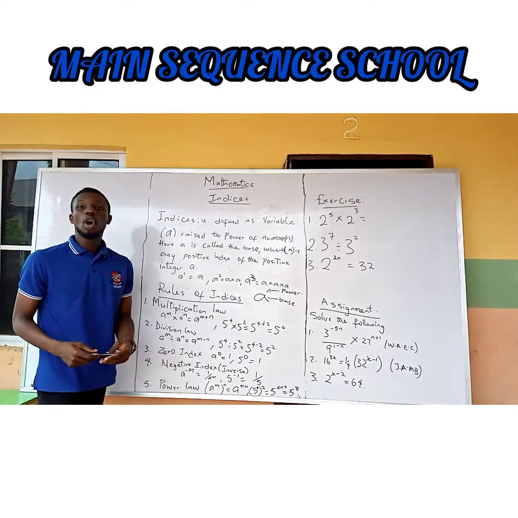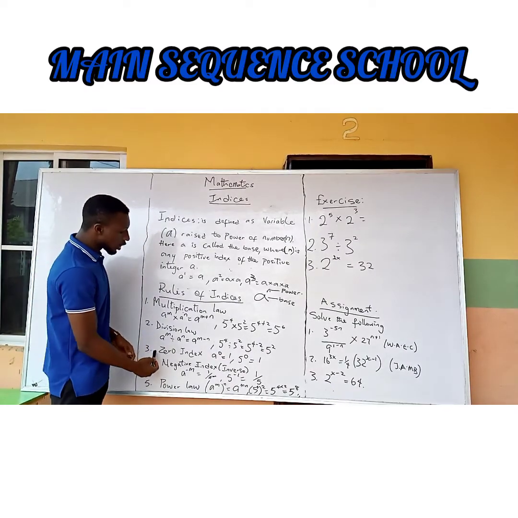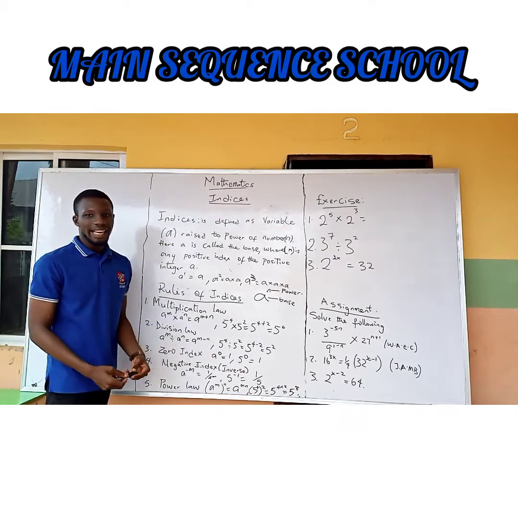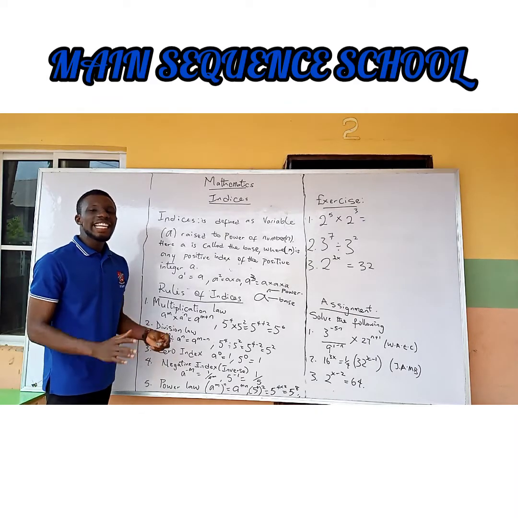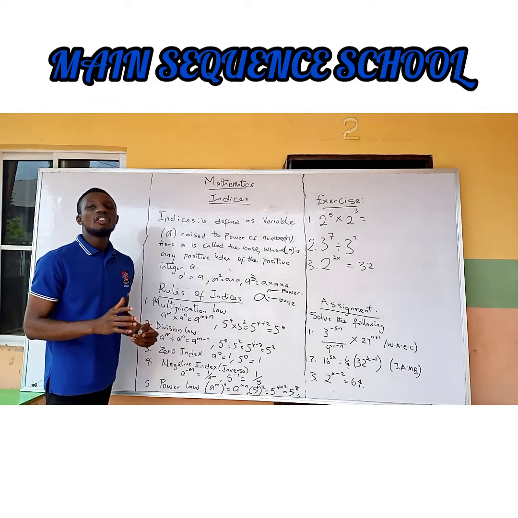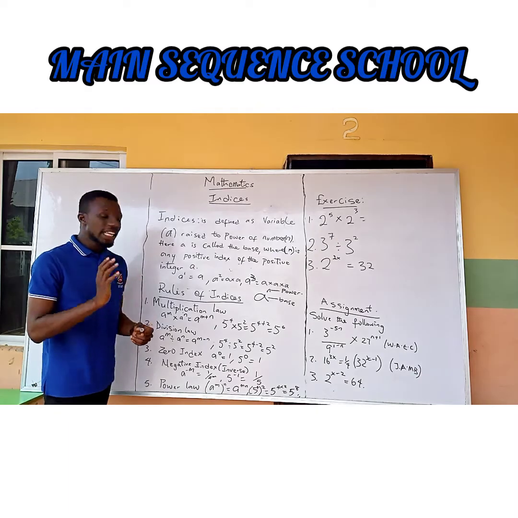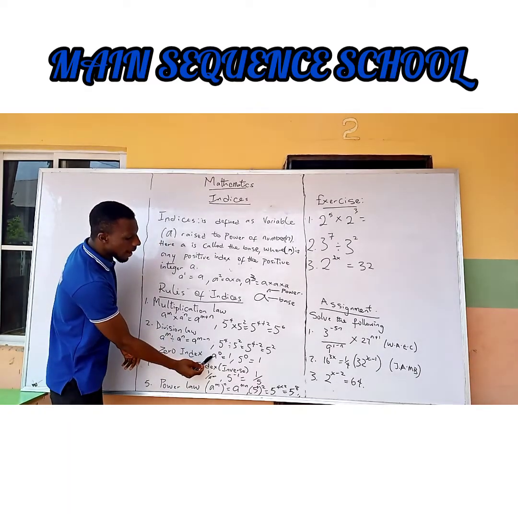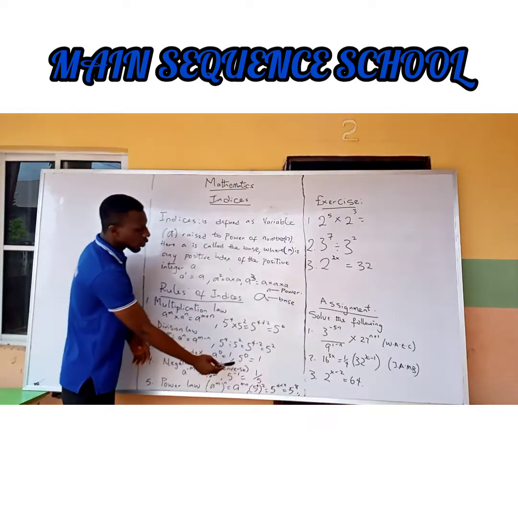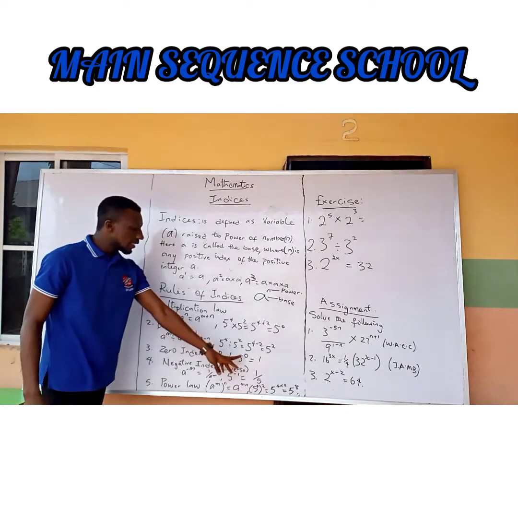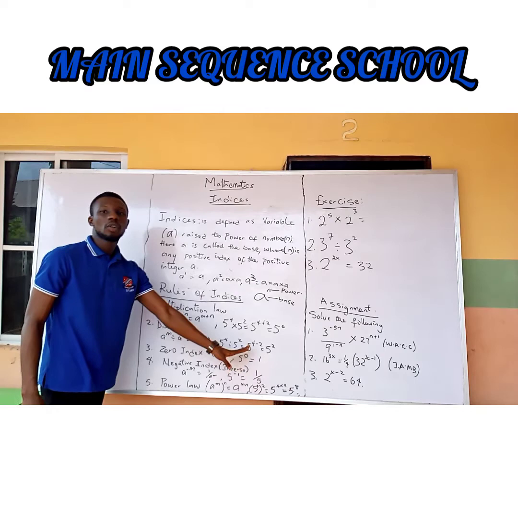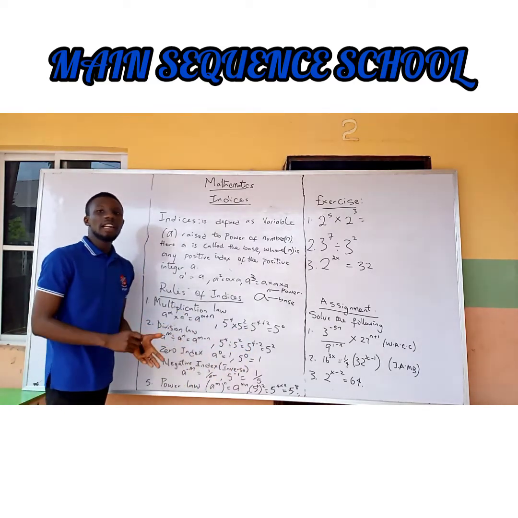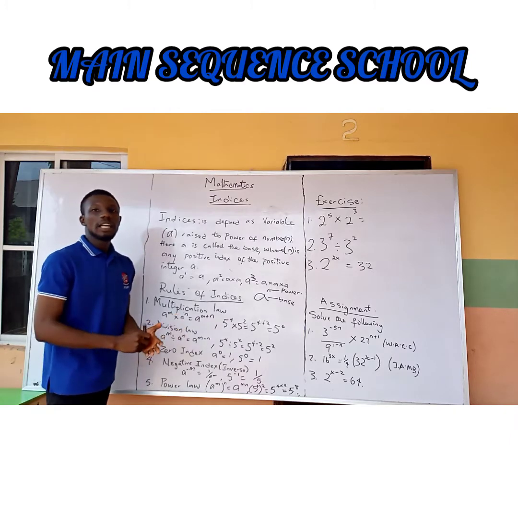Now, moving to the third rule of indices. It's called zero index. Any number in power of 0 is what? Is 1. That is what this law means. Now, a power of 0 equals 1. So any number, example, we have 5 power of 0 here is equals to what? 1. If it's 3 power of 0, 1. 4 power of 0, 1. 6 power of 0, 1.